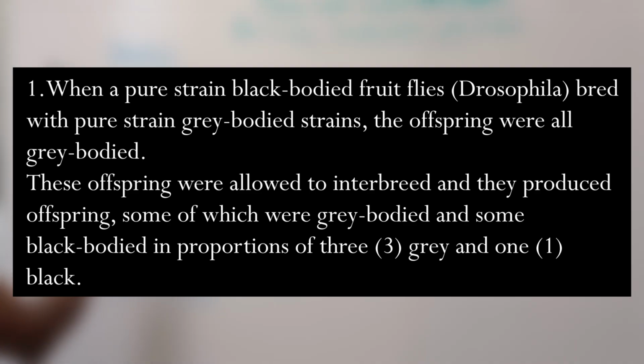Mating pure strain black-bodied fruit fly, Drosophila, and pure strain gray-bodied strain, the offsprings were all gray-bodied. The offsprings were allowed to interbreed and they produce offsprings, some of which are gray-bodied and some black-bodied in proportions of 3 gray and 1 black.